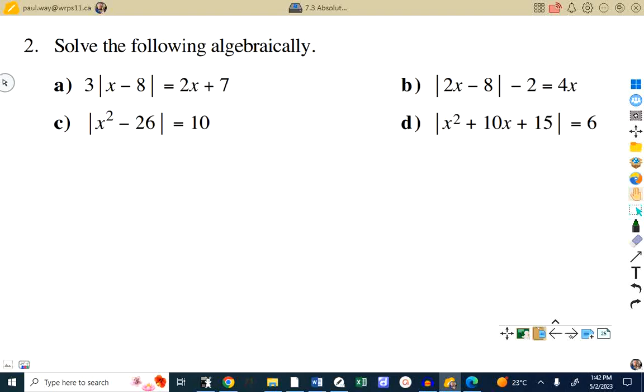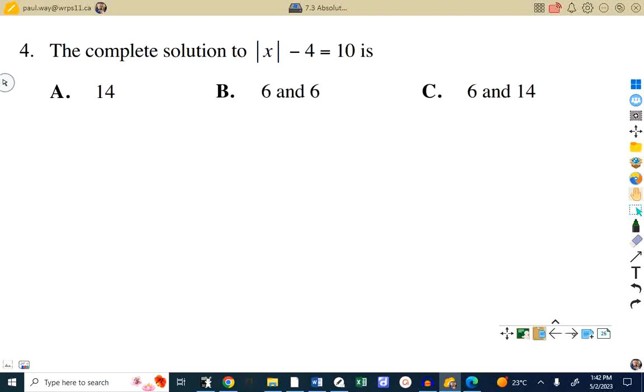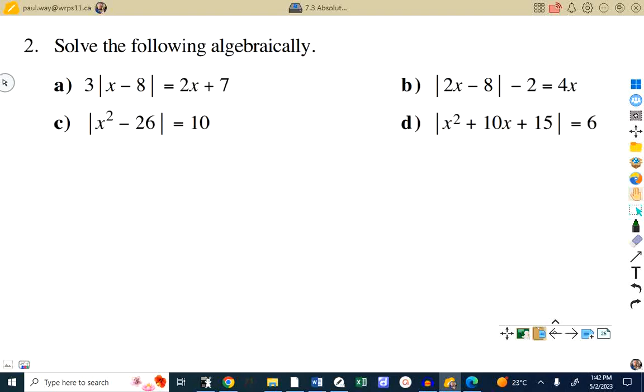So when you have an absolute value equation, you get 2 solutions. If you have a quadratic one, you're going to get 4 solutions because you'll have 2 quadratics. And I think there is a challenge. Is there a challenge question on that page? Yep. That's the one with 2 absolute values.